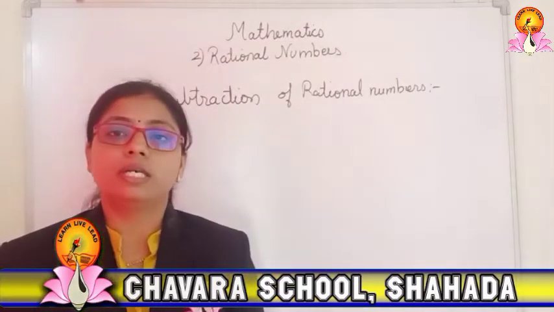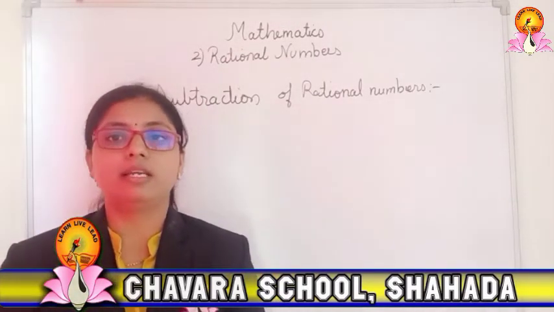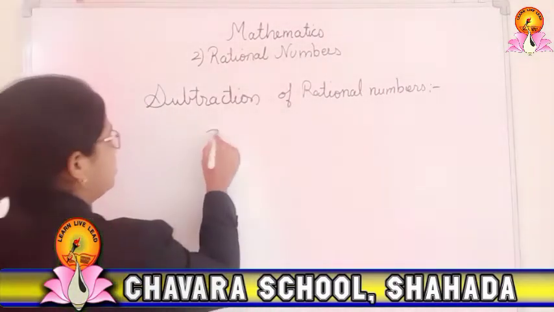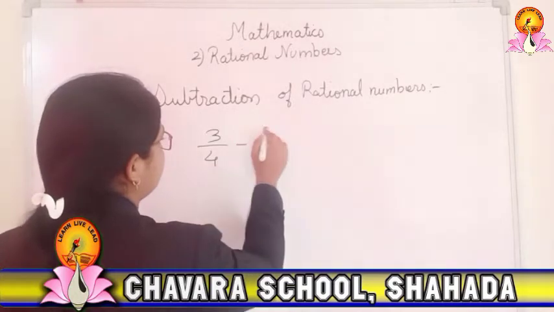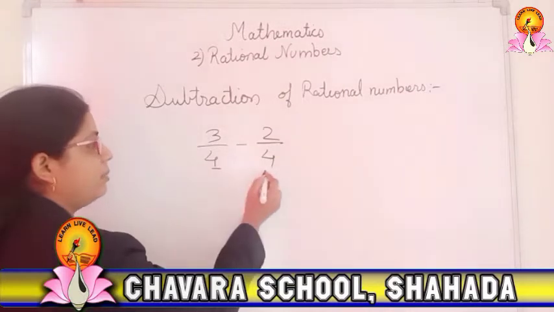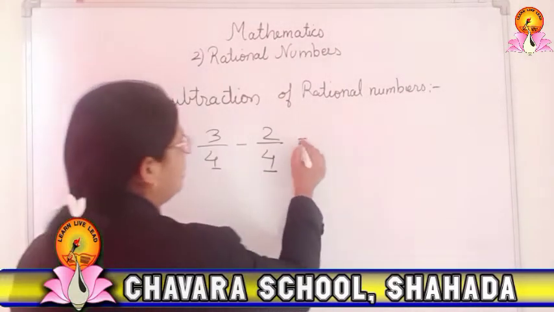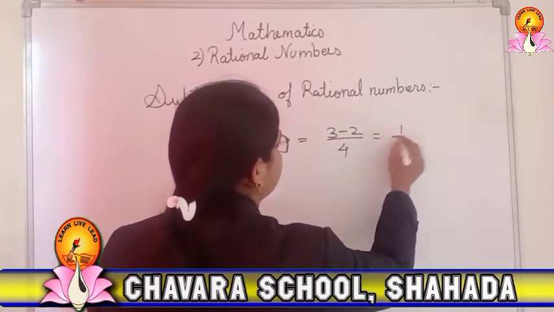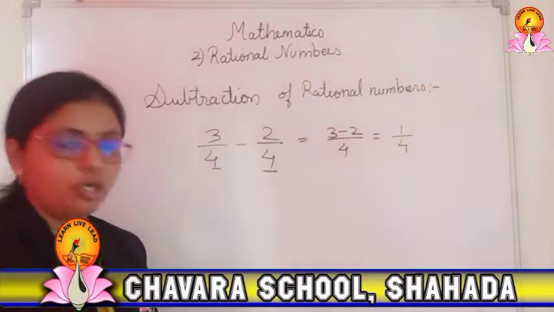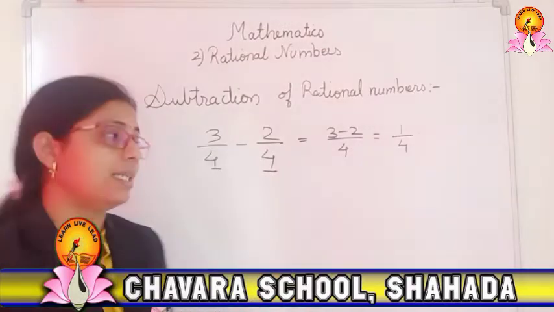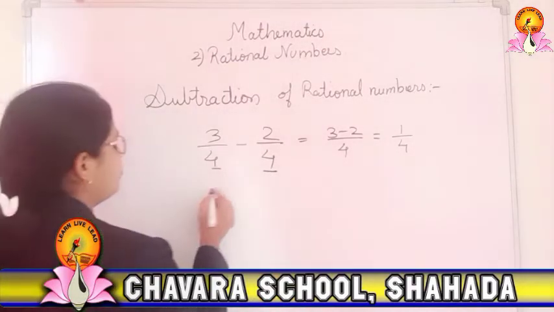Now let us start the subtraction of the rational numbers. In subtraction also the same thing is there, equal denominators and unequal denominators. So in that case how will you solve the example? Suppose it is 3 upon 4 minus 2 upon 4. Okay, in that case you see the denominators are equal, so directly we can do the subtraction of the sum. So the answer is 1 upon 4. Okay, now if the denominators are unequal, in that case the same method, LCM, we have to follow here.